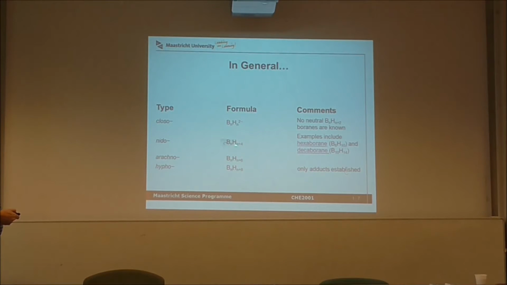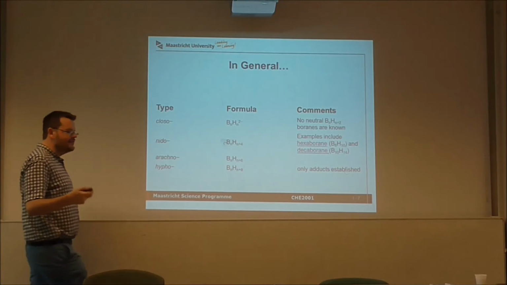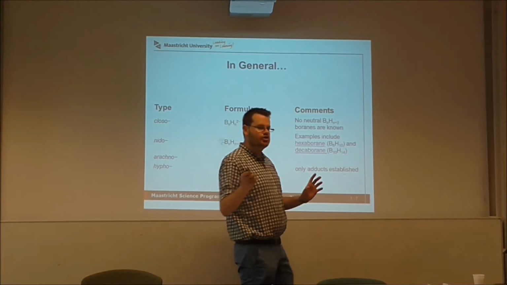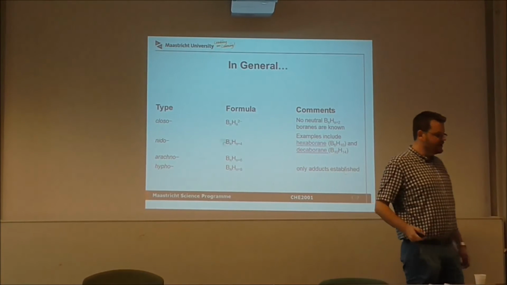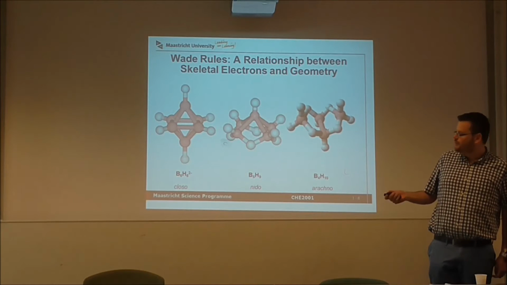That would be nido type because it fulfills this formula here: BnHn+4, B5H9 nido. Now, nido says something about the way the thing looks. I'll show you in a moment. Let's look at another example, just to show you how the Wade rules work.